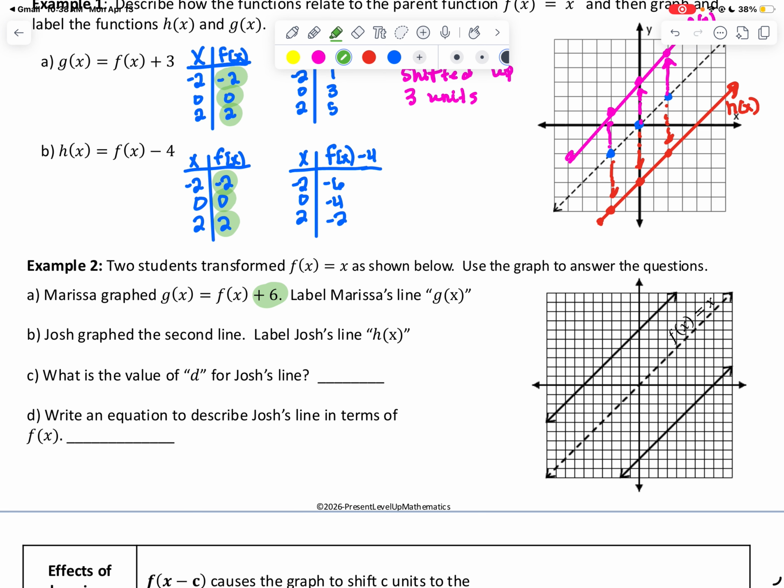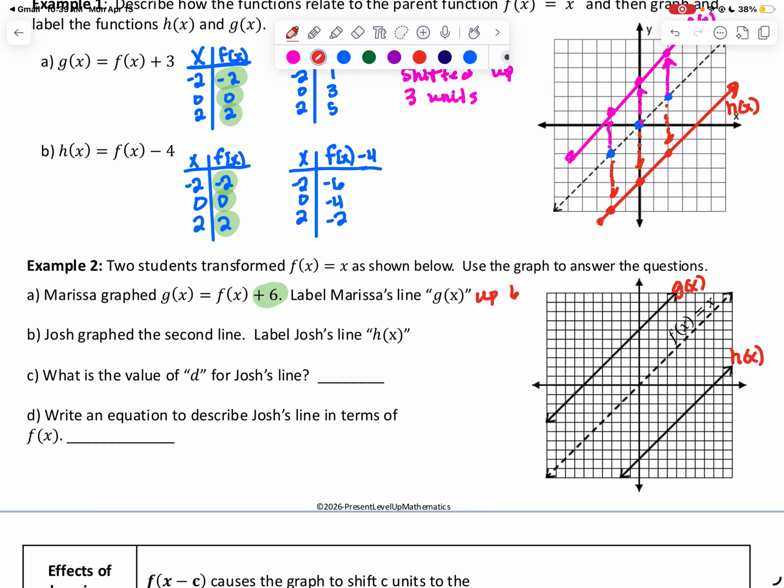The original function is the dashed line. So if they added 6 to the original function, that means it moved up 6 units. So that means this top line must be g of x. All right. Josh graphed the second line. Label Josh's line h of x. So if the top line was g of x, we know that Josh's line must be the bottom line. We'll label that h of x.